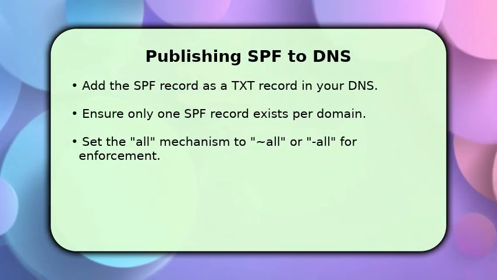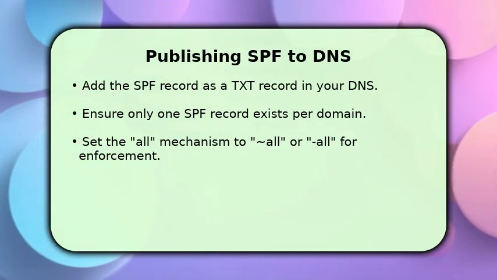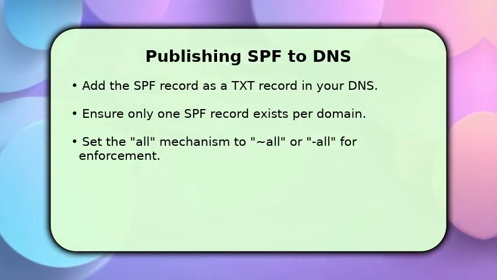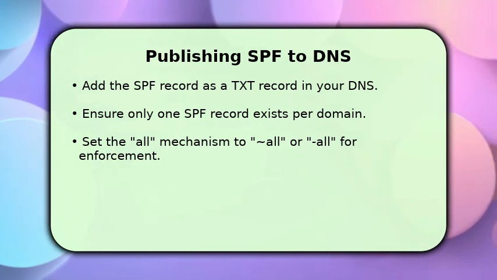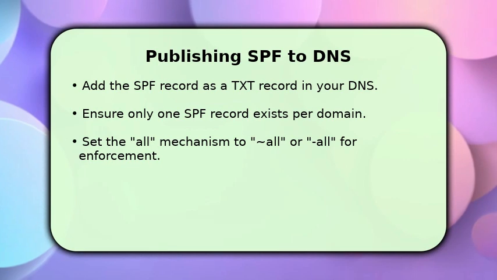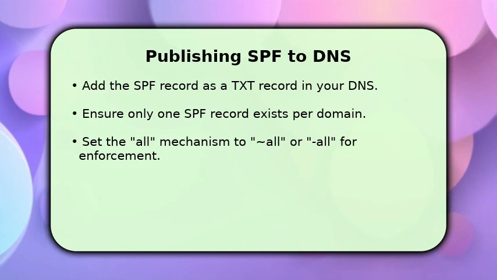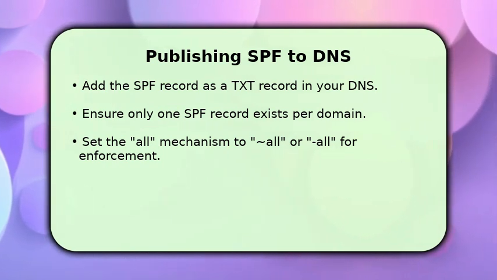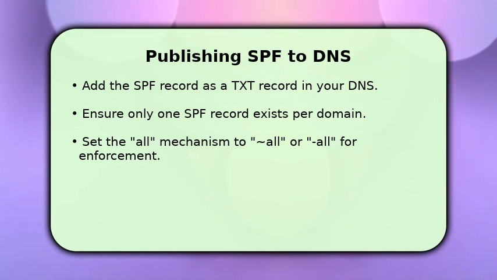Once your record is complete, you'll publish it as a TXT record in your domain's DNS settings. It's critical to have only one SPF record per domain. Multiple records can cause validation failures. Conclude your record with an all mechanism, such as ~all for a soft fail or -all for a hard fail, which tells receiving servers how to handle emails from unauthorized sources. Save your changes and allow time for propagation.